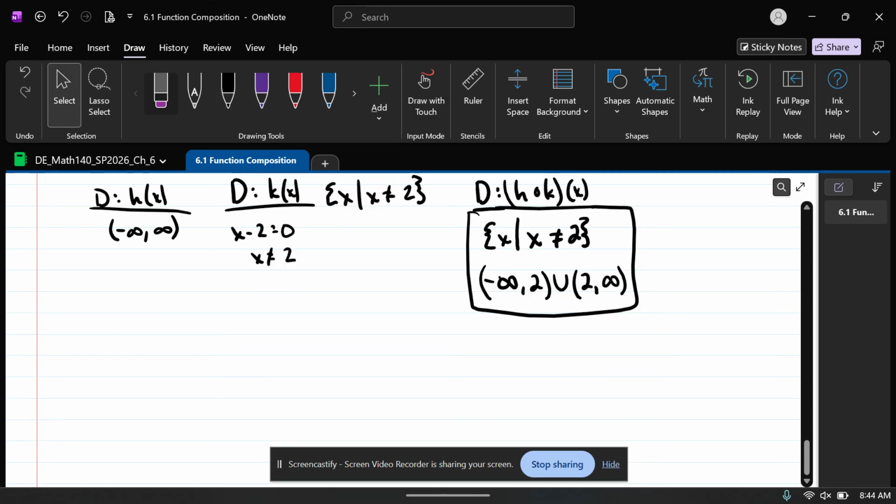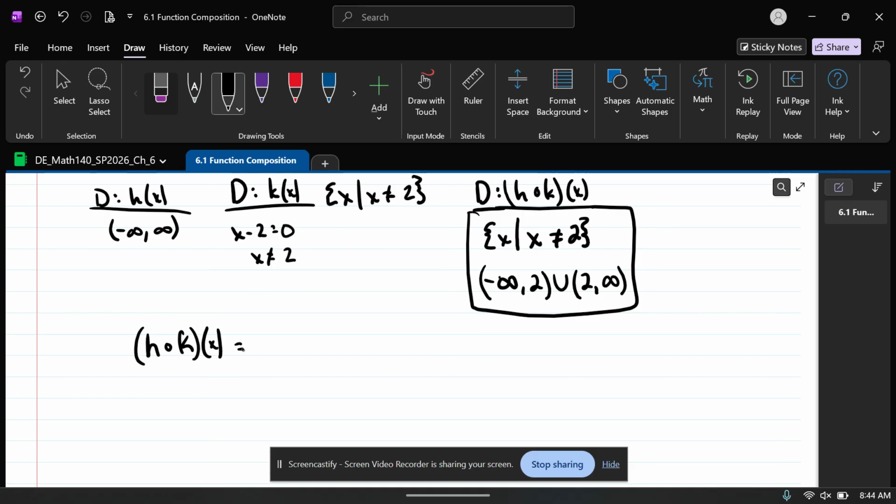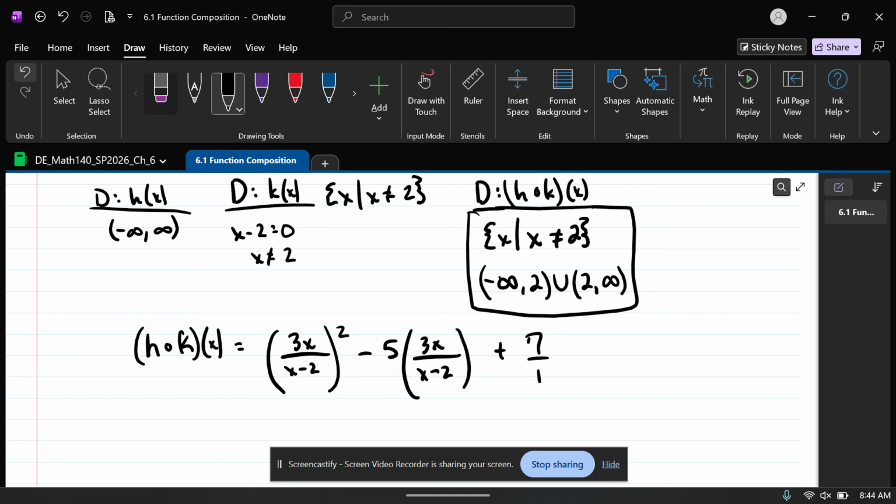So let's do that composition. h composed with k of x. We're taking the k of x function, that big fraction, and putting it in for x in the other function. So that's 3x over x minus 2, squared, not plus but minus 5, times that fraction 3x over x minus 2, plus 7. I'm going to write 7 over 1 because everybody else has a fraction, and make that 5 a 5 over 1.